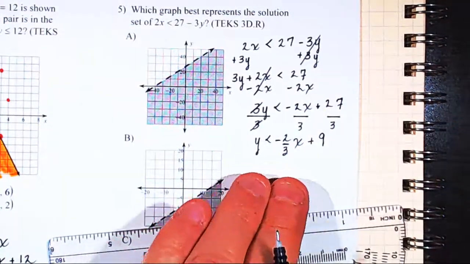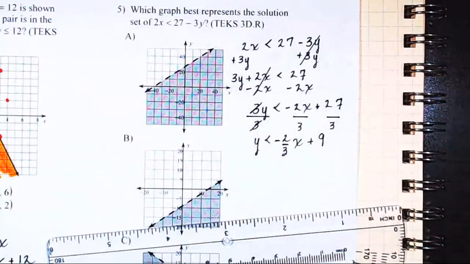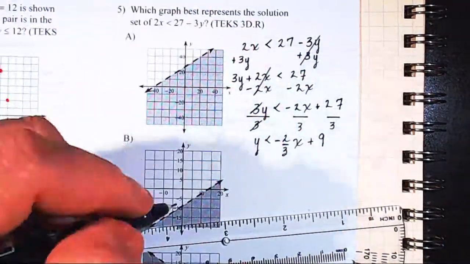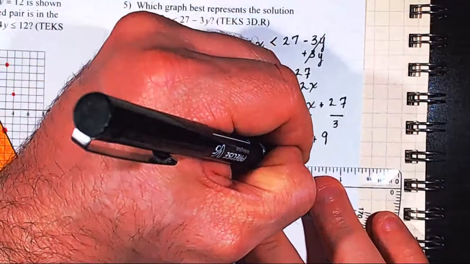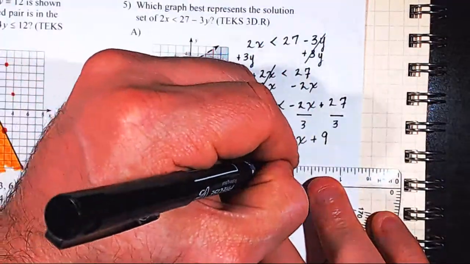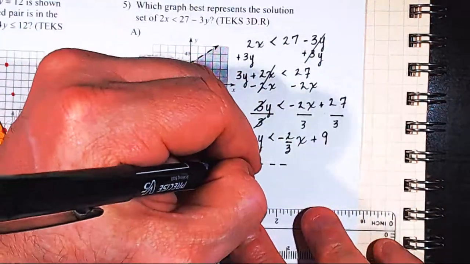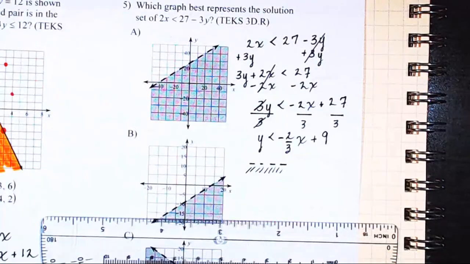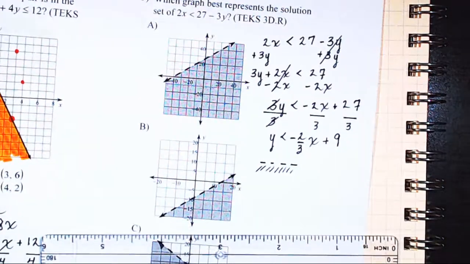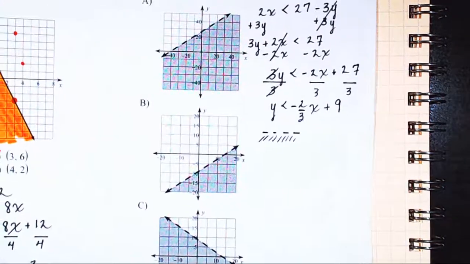So now we're ready to rock and roll. We have our linear inequality in slope-intercept form. And because it's a dotted line, I just gave the game away, because it's a less than symbol, we know we're going to have a dotted line, and we're going to shade below that line. So we need to keep that in mind. All of the answer choices are dotted lines with shading below the line, so that doesn't help us much.